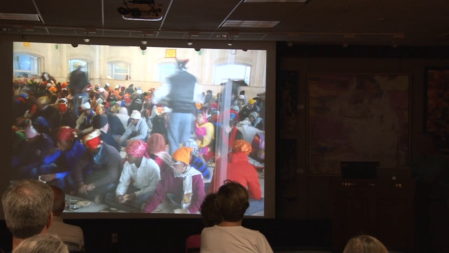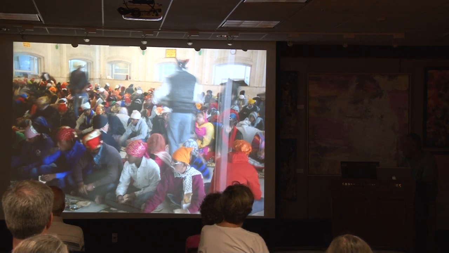And this is not a great picture, but I took it through glass, and people go into a big hall, they sit down, and they are served a tray of food, which will sustain them.